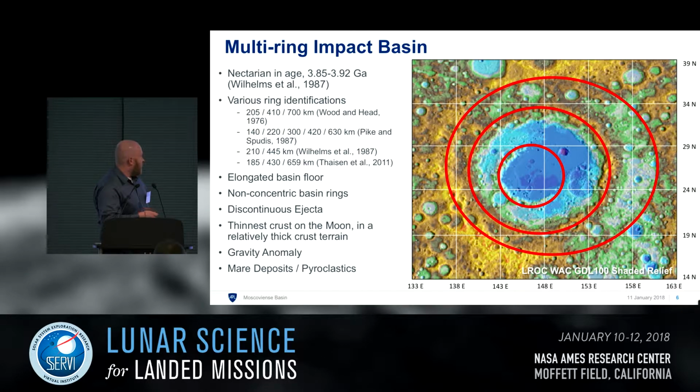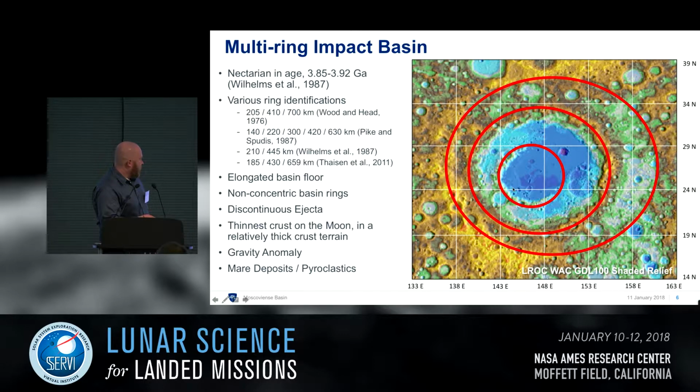One of the unique features here is that it has these rings, but they are not concentric. They do not have the same center point that the other basins have. Has some evidence for discontinuous ejecta, has the thinnest crust on the moon, although some people would say Crisium has the same, but this is a very different geologic setting. It's in the thick feldspathic highlands terrain, so all of this material around it is having crustal thicknesses of 60 kilometers or thicker, and the crustal thickness in the center of the basin here is approximately 0.